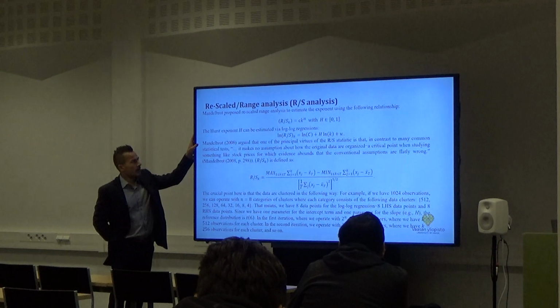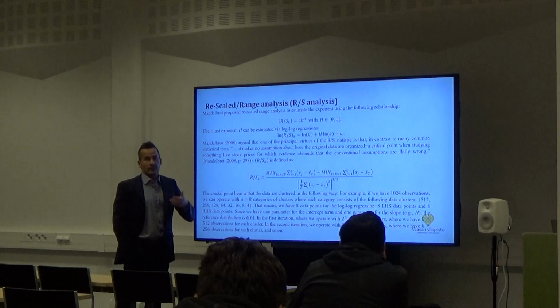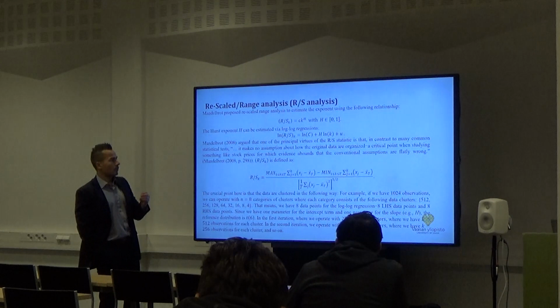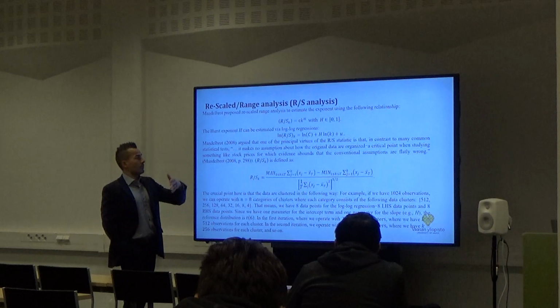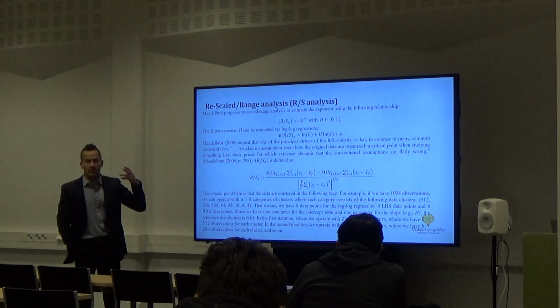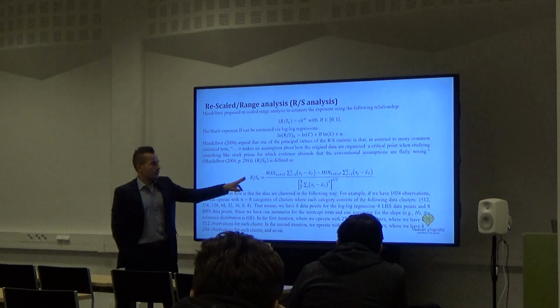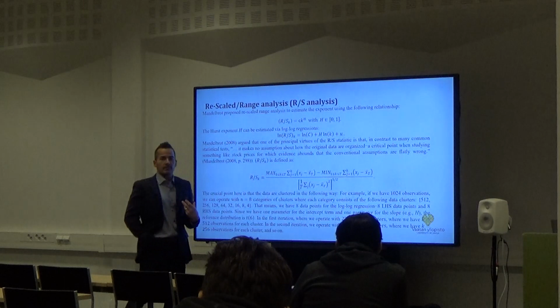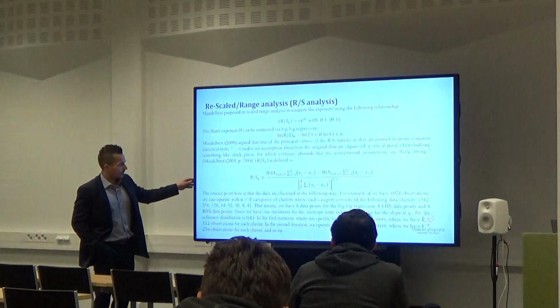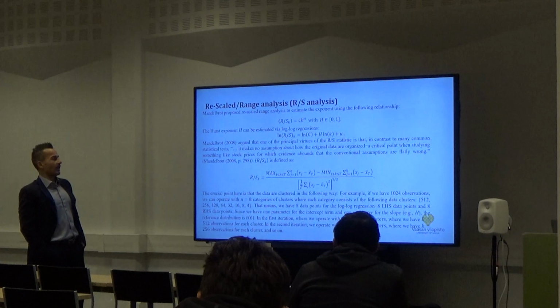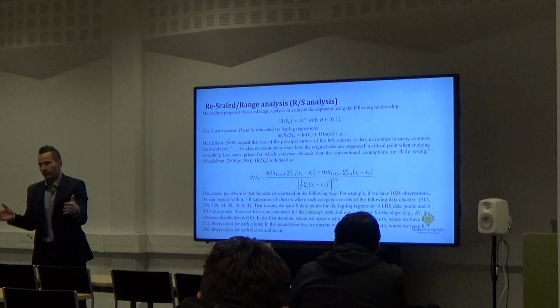In his book, Mandelbrot argues that the principal virtue of this RS statistic is that it makes no assumptions about how the original data are organized. This is a critical point when studying something like stock prices, because there's evidence that the conventional assumptions of normally distributed errors or normally distributed returns are wrong. The statistic is defined as what you see here, and it took me some time to figure out what's actually going on, but we will talk about it now in detail. The important point is that the time series data you use when you implement this methodology should have a length that is a multiple of 2.